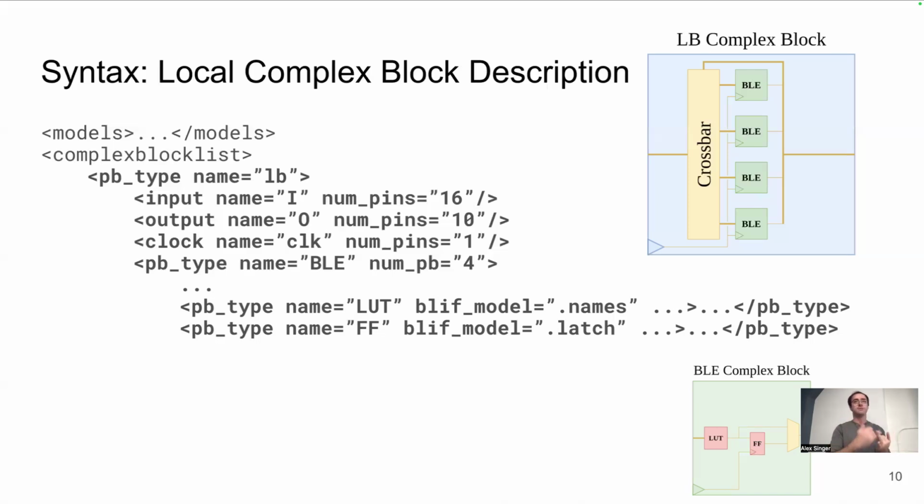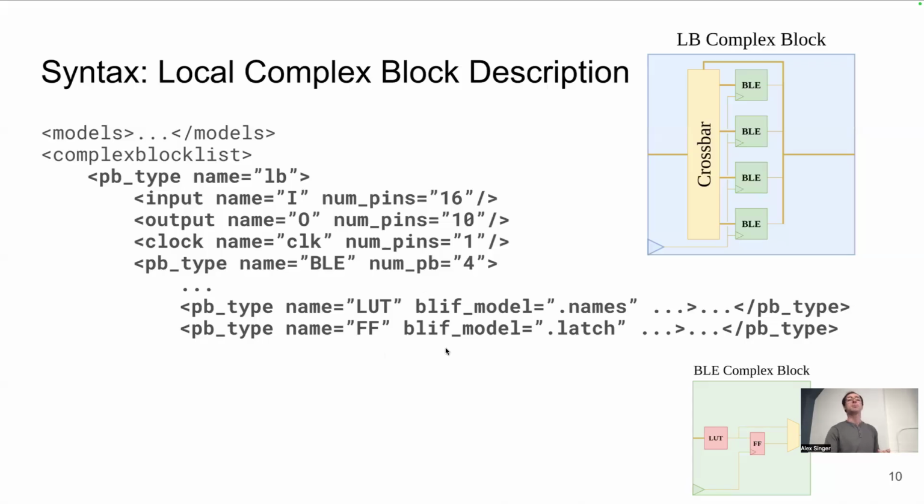Like LUTs, flip-flops, and other things like that. Now, what makes VPR a little confusing is that there are models that we infer. So for example, dot names and dot latch, these are so common. All FPGA architectures will have a LUT. All FPGA architectures will have a flip-flop. So we don't require you to put that in the model section.